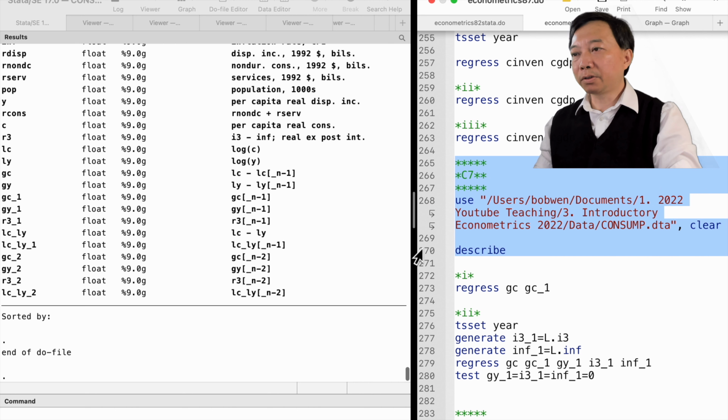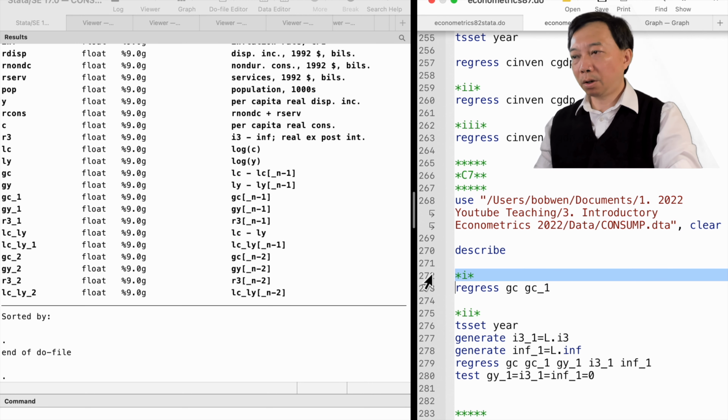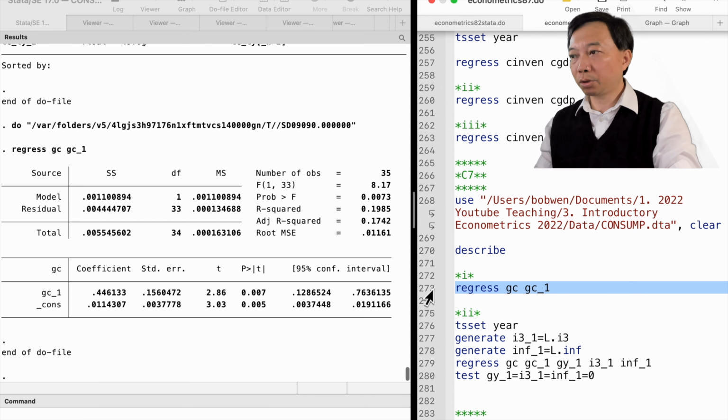The null hypothesis is that beta 1 equals 0. The alternative hypothesis is that beta 1 does not equal 0. The regression of consumption growth at time t on the consumption growth at time t-1 gives a statistically significant estimate of 0.45. It is evidence to reject the null hypothesis.